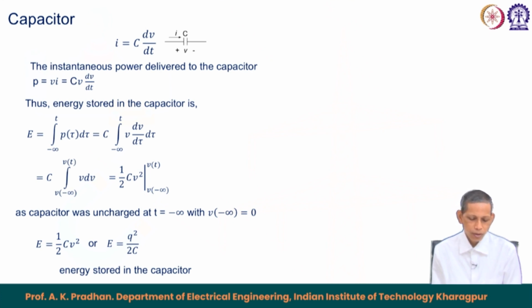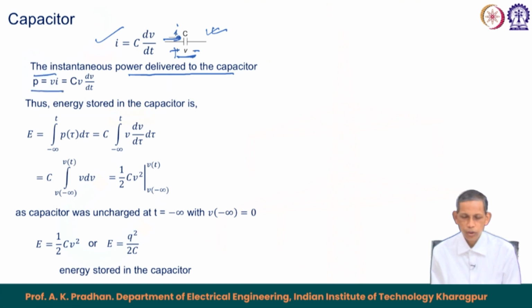Moving forward, from the basic relation I equals C dV by dt, the voltage across the capacitor is V with plus sign on this side, minus sign on this side, and current I entering. Treating it like a load at any instant of time, the instantaneous power delivered to the capacitor, what the capacitor takes, is P equals V into I, since current enters the positive terminal. That becomes C V into dV upon dt.